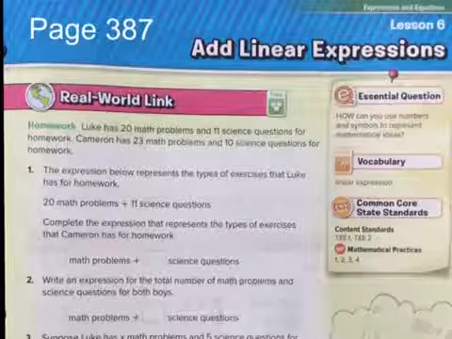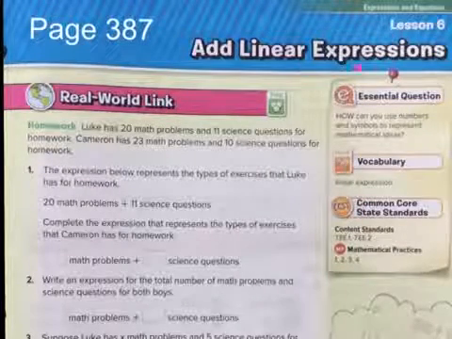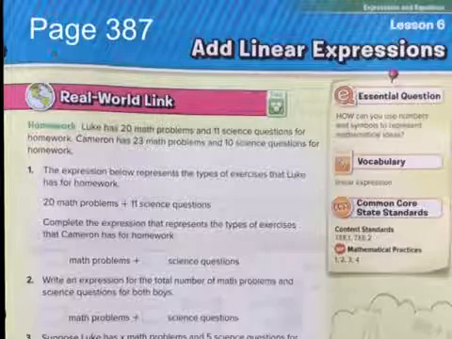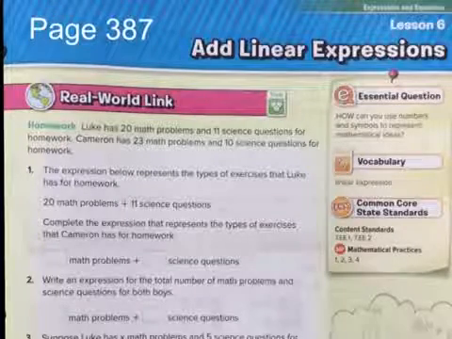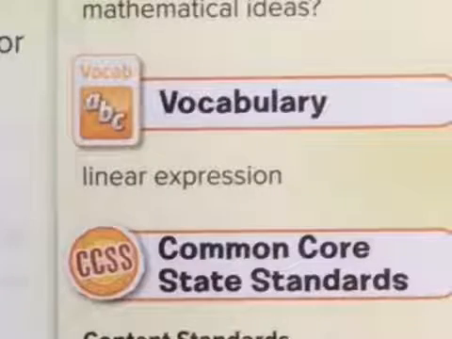Hello everyone and welcome to lesson 5-6, add linear expressions. This lesson can be found on page 387. Today's most common expression will be linear expressions. So we're going to be talking about linear expressions.